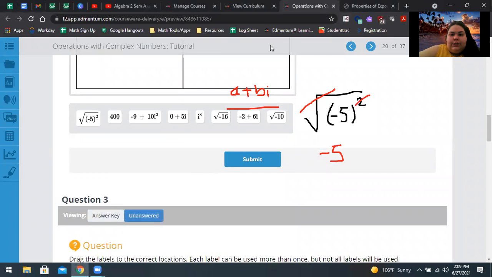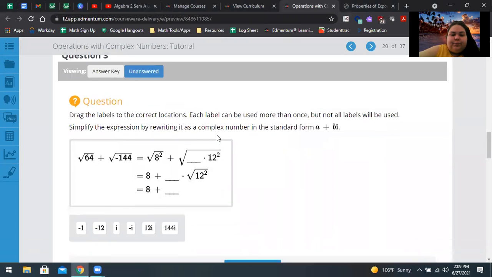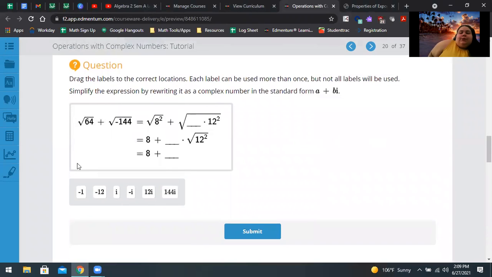Moving on to question number 3. So this one, we're going to go ahead and simplify. So here we have the square root of 64 plus the square root of -144. 64 can be rewritten as 8 squared, right? Because 8 squared is 64. And again, the square root and the square cancel. So you're left with the 8.